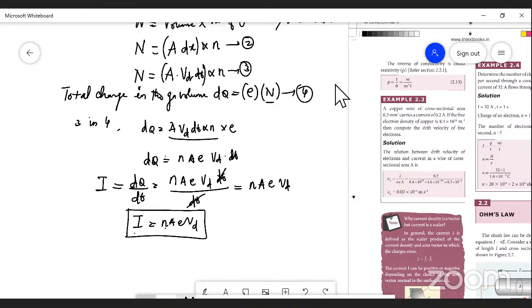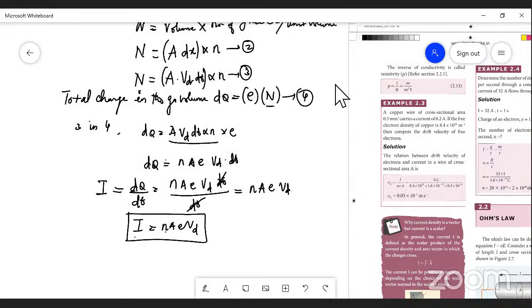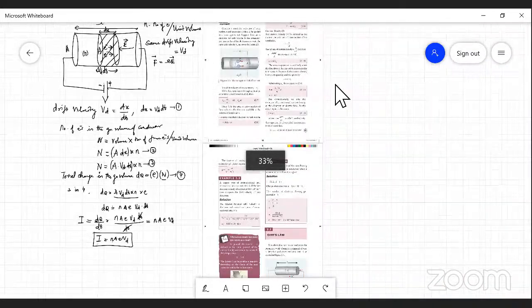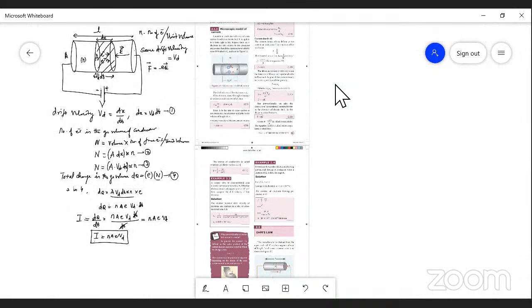So we have taken vd equals dx divided by dt, from which dx has been calculated, and we are calculating the number of electrons in a given volume of a conductor. Already we saw small n is the number of electrons per unit volume of the conductor. So if you know the number of electrons per unit volume, we can calculate the number of electrons existing in a given volume of the conductor.